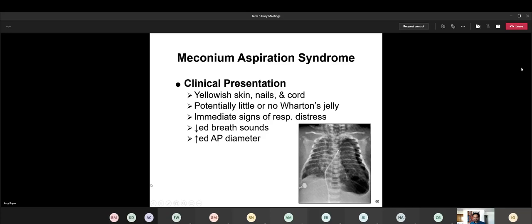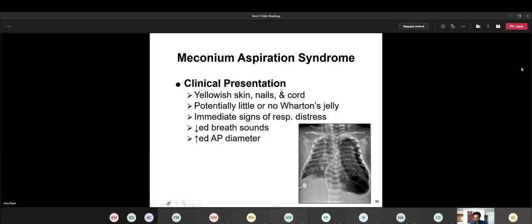And then when we look at the overall quality of their umbilical cord, you may not see that much Wharton's jelly in there. After being born, sometimes they're going to be born not really doing anything at all. They're going to be kind of limp and floppy. And other times they may be kicking and trying to scream, but a lot of times they may just end up needing some help. So they're going to end up in definite respiratory distress.